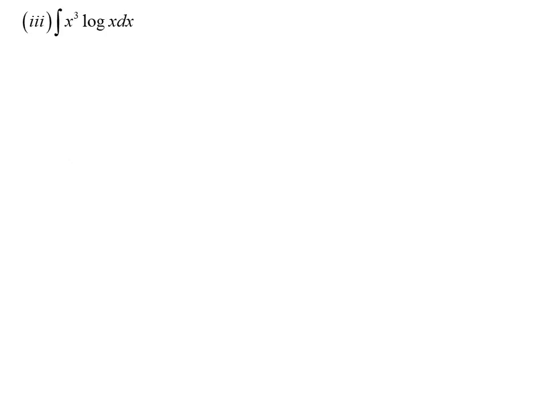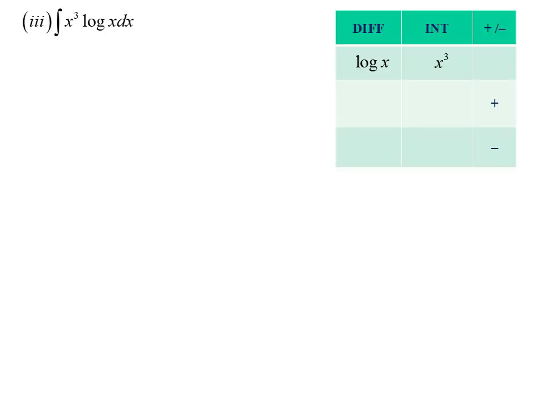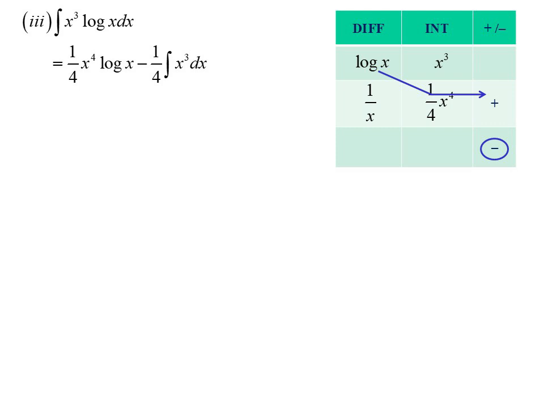x cubed log x. Log x differentiates to 1 on x, times a quarter x to the 4. I should be able to integrate that. So we've got quarter x to the 4 log x, but then minus the product of that line. So a quarter of x cubed, add 1 to the power over the power.